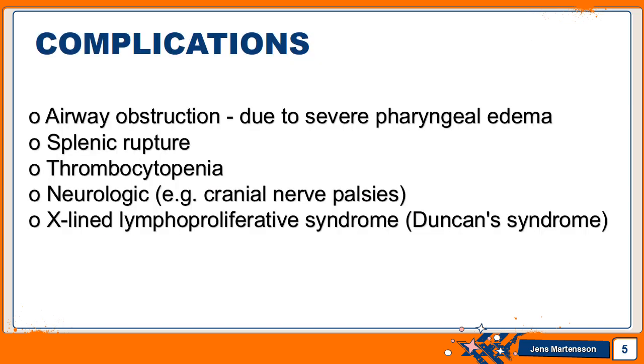Complications may include airway obstruction due to severe pharyngeal edema or due to tonsillitis. Splenic rupture and hemorrhage can occur, as I have told you earlier, because of trauma or deep palpation or exertion. Thrombocytopenia is also a complication and it may lead to petechial palate. Neurologic complications can include cranial nerve palsies. X-linked lymphoproliferative syndrome, also known as Duncan syndrome, can also occur.